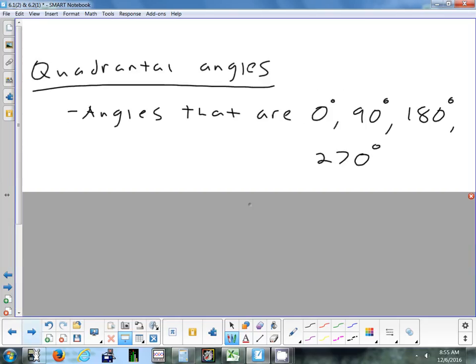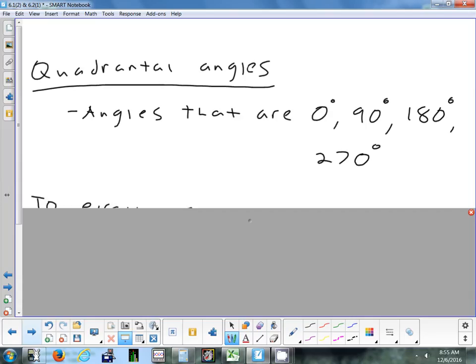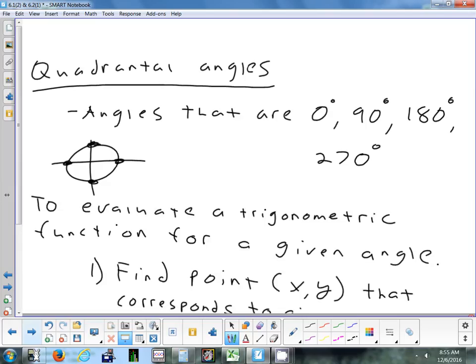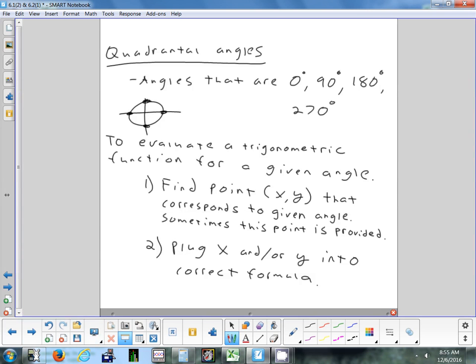If you have an angle that lands right on an axis, either 0, 90, 180, or 270, those are called quadrantal angles, because they land on the axes, which divide the plane into your 4 quadrants. Now these are basically the 2 steps to do unit circle trig, and they are very simple to understand. 1, find the coordinate. 2, plug the coordinate into the formulas.